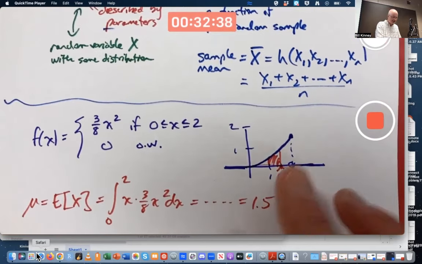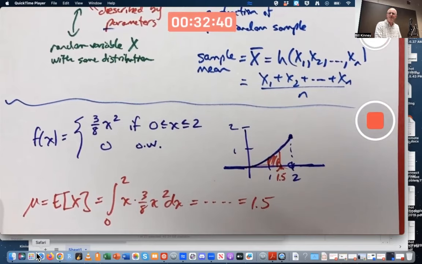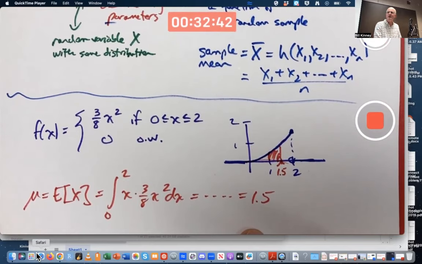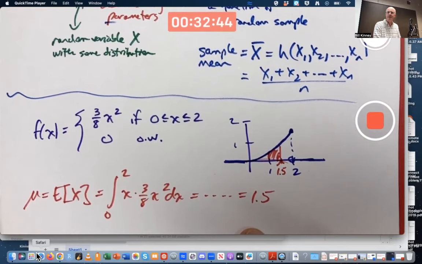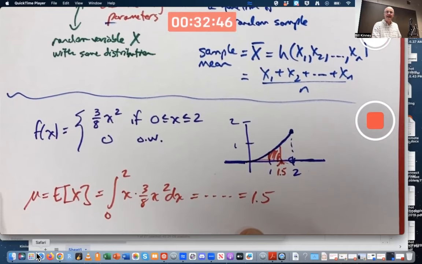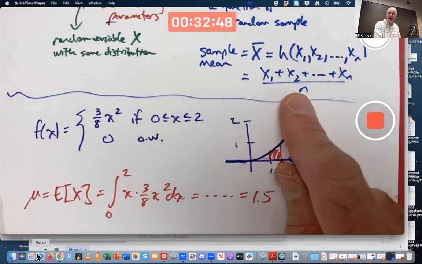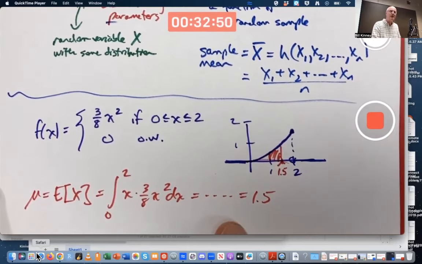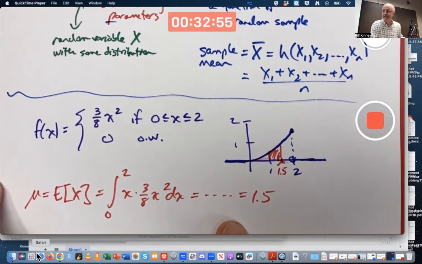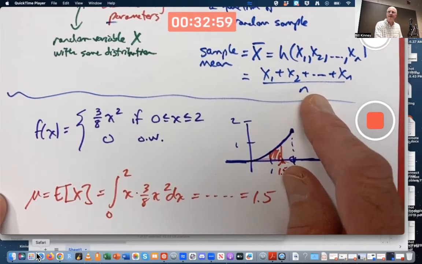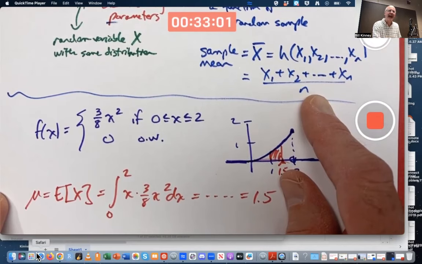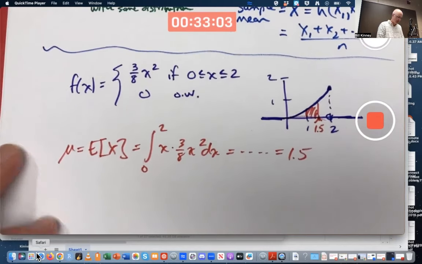Should we expect X bar to be close to mu? I use the word expect purposely, as a pun. Is the expected value of X bar the same as mu? Amazingly, yes. X bar turns out to be what's called an unbiased estimator for mu.